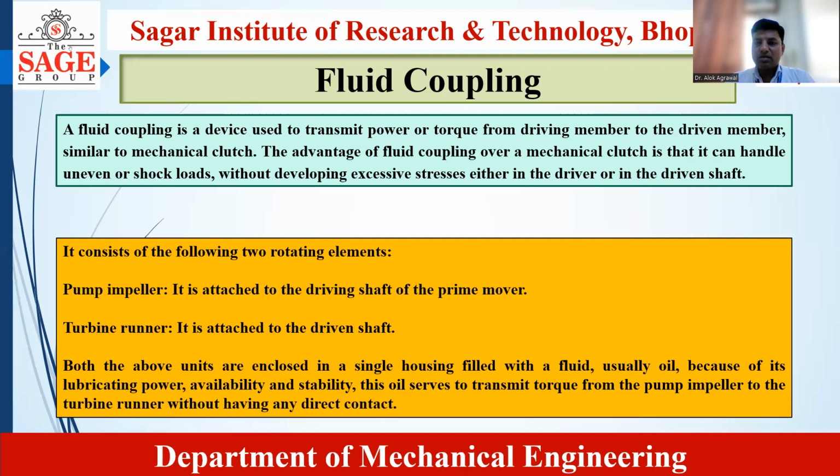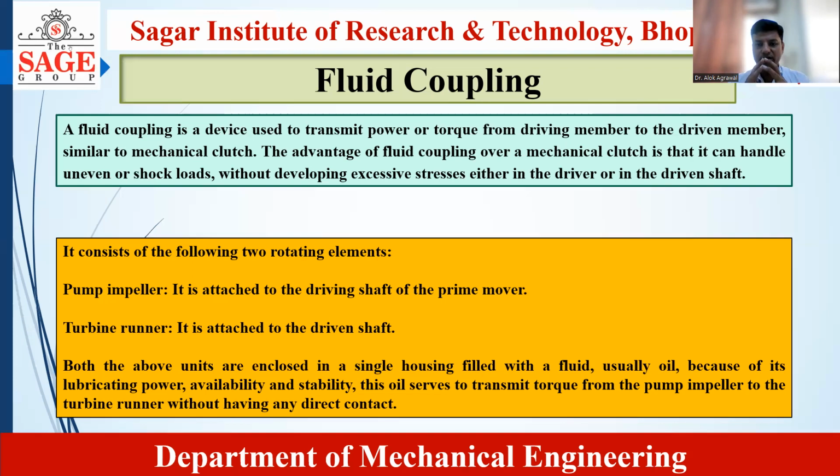The pump impeller is a rotating element which is attached to the driving shaft of the prime mover, whereas the second component is the turbine runner, which is attached to the driven shaft. It means we give energy to the pump impeller, and the pump impeller transfers energy to the turbine runner, and in this way the power is transmitted from the driving shaft to the driven shaft.